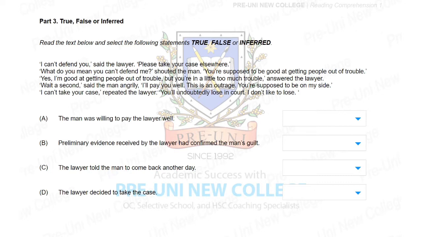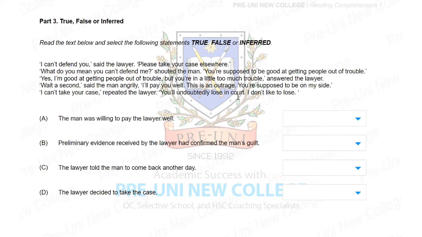"I can't defend you," said the lawyer. "Please take your case elsewhere." "What do you mean you can't defend me?" shouted the man. "You're supposed to be good at getting people out of trouble." "Yes, I'm good at getting people out of trouble, but you're in a little too much trouble," answered the lawyer. "Wait a second," said the man angrily. "I'll pay you well. This is an outrage. You're supposed to be on my side." "I can't take your case," repeated the lawyer. "You'll undoubtedly lose in court. I don't like to lose."